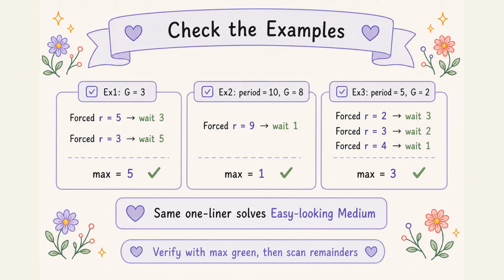Check all 3 examples with this rule. Example 1, G is 3. Forced remainders 5 and 3 give weights 3 and 5, max 5. Example 2, period 10, G is 8. Only remainder 9 is forced, wait 1. Example 3, period 5, G is 2. Forced remainders 2, 3, 4 give weights 3, 2, 1, max 3. Every sample matches. The medium problem collapses to a one-pass scan.